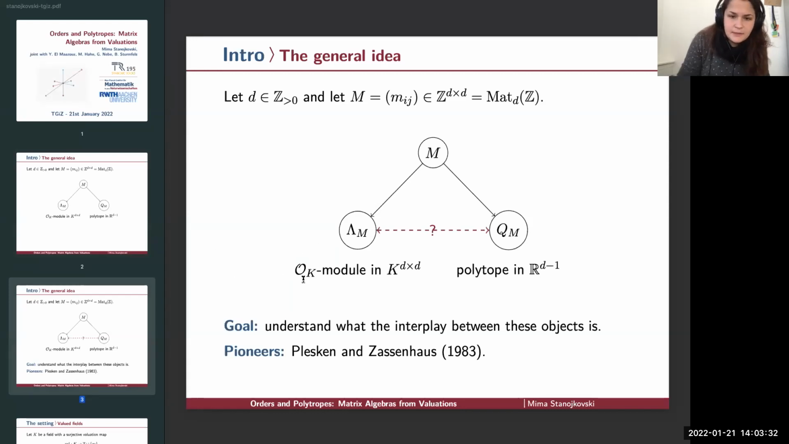And let me tell you that really the pioneers of the study were Plesken and Sassenhaus. But what we did was both to interpret the results in terms of tropical geometry, and also we then expanded what they did. And this is what I want to tell you today. One thing I should say is that here and there I will be referencing results to Plesken, because these are results that belong to Plesken's book, but then in there he credits Sassenhaus. So this is just for clarity.